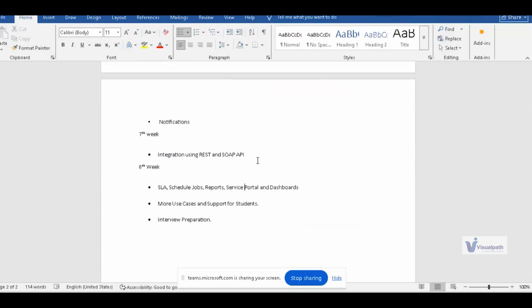And if you come up with anything and want to explore more, you can text me or ask me. I can provide you those references as well. In the 8th week, we will be working on more use cases and the interview preparation part. Whatever use cases we do are going to be real time, because the use cases are created based on real time scenarios.